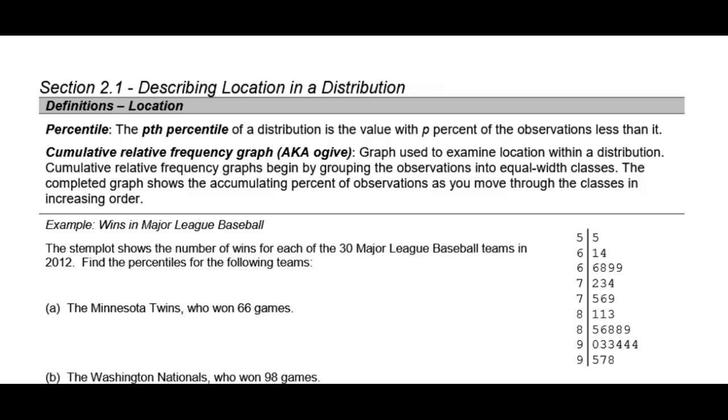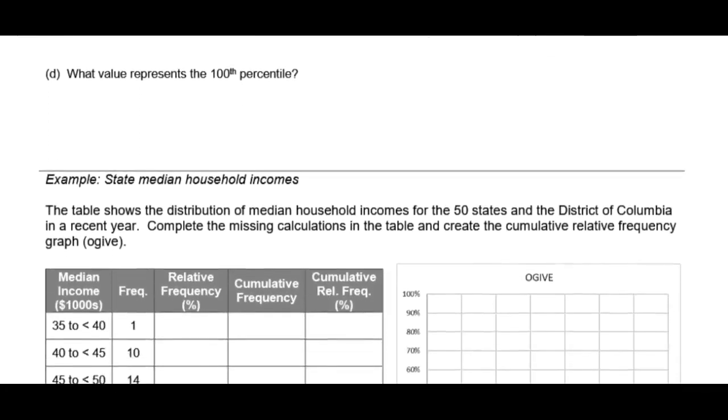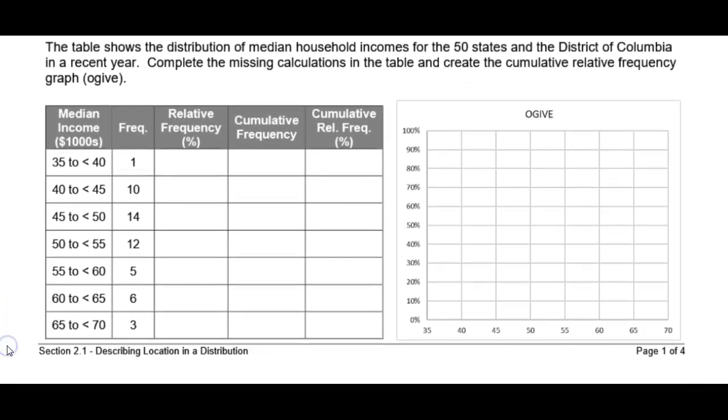Okay, folks, we are in section 2.1, describing location in a distribution. I believe we've already finished page 1 of the notes where we talked about percentiles and the cumulative relative frequency graph, also known as ogive. So let's go to page 2.